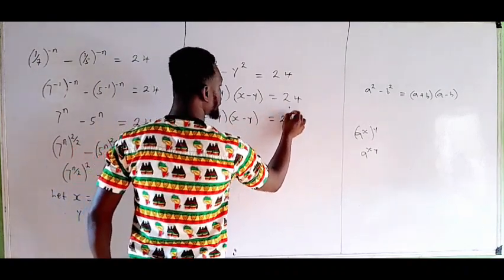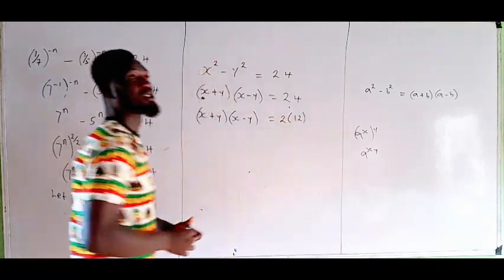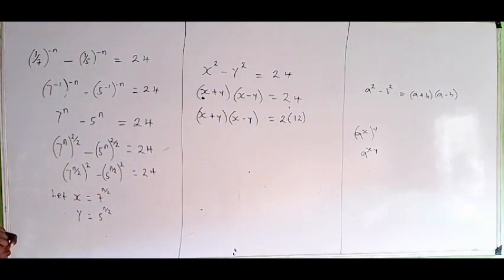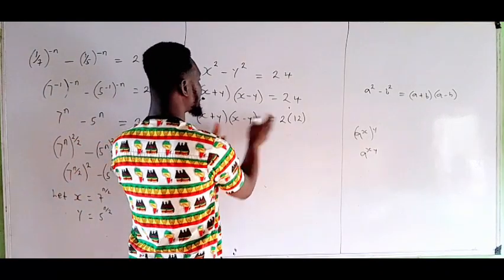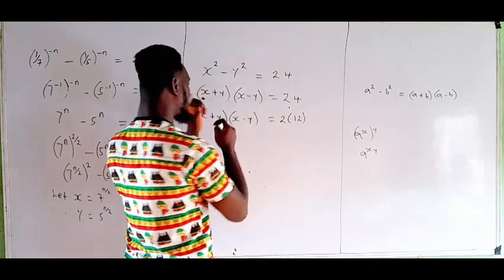But 24 itself is the same thing as 2 times 12. 24 is also the same thing as 4 times 6, so whichever one you use, you still arrive at the answer. We know that these are factors, so this and this equals this, and you can take them separately.